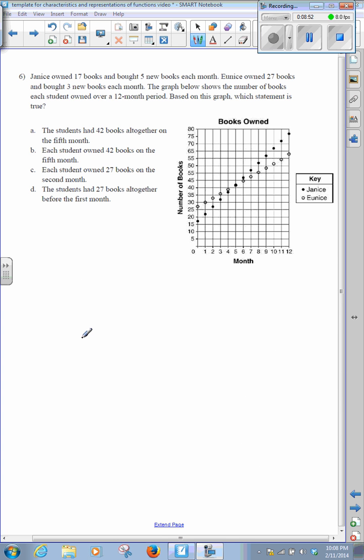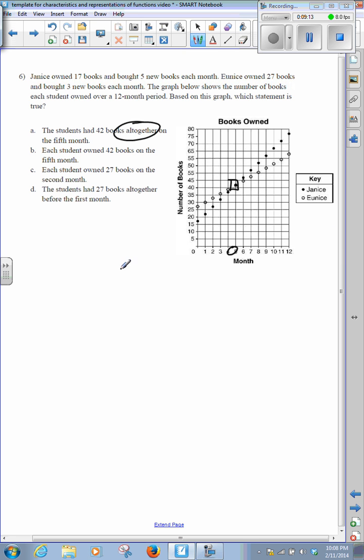Based on the situation for number 6, which of the following is going to be true? So we're going to look and see the students had 42 books all together on the 5th month. All together means if you added the 2 students together. So let's look on the 5th month and see how many each of them had. So both of them had 42.